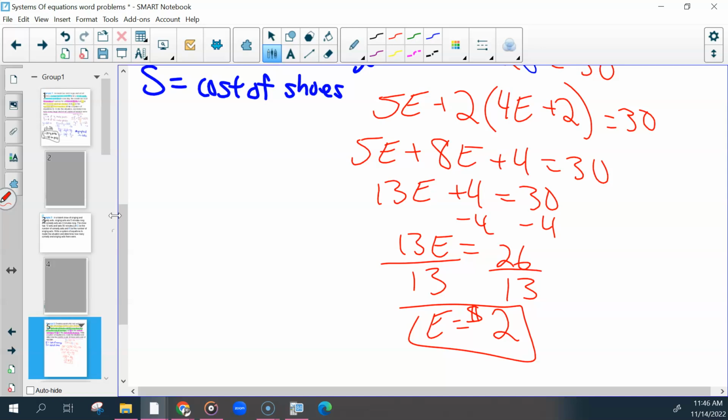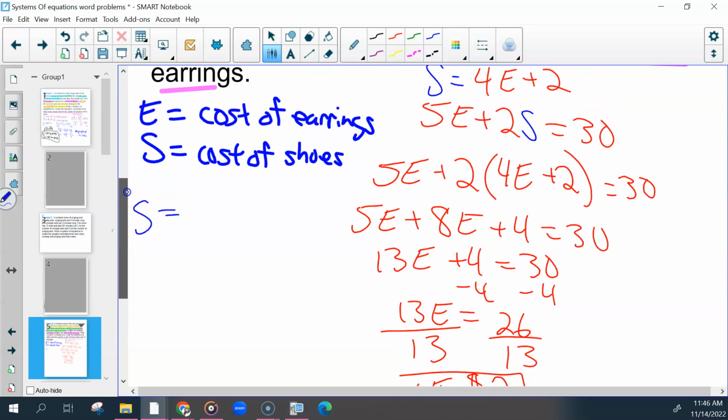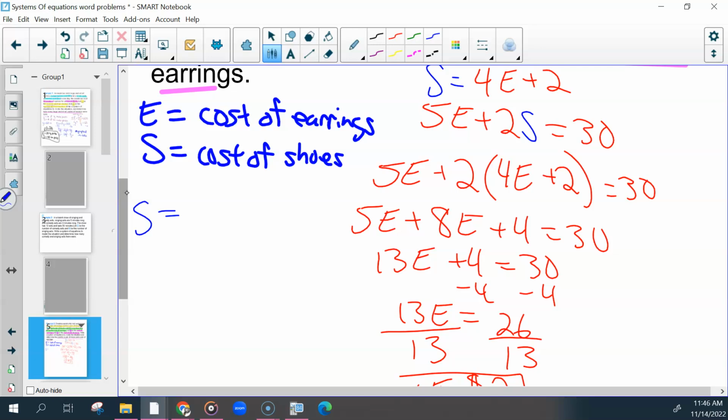Then we would take the 2 we found for E and go back and find S. So the equation that we used up here, I'm just going to use that same one. 4 times our E, which was 2, plus 2. So S is 10. $10.